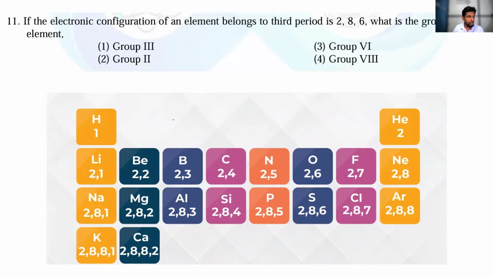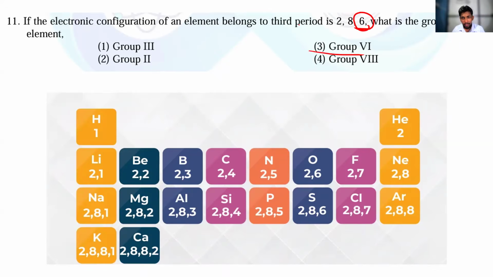Okay. Now, question number 11. The electronic configuration of an element belonging to the third period is 2, 8, 6. They have given all the details and are asking for the group. Is there anything to worry about in finding the group? No. Here we have 6 at the last, so definitely it will be group number 6.